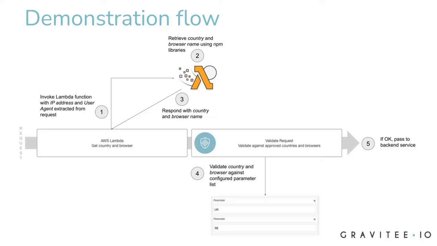To understand the client's country and browser, we will use an AWS Lambda policy. Gravitee will pass the IP address and user agent information that is extracted from the request. The AWS Lambda function code will use third-party libraries to retrieve the country and name of the browser for the information passed by Gravitee. The returned country and browser name will then be used in a subsequent validate request policy to check the country and browser against a defined list of approved values.